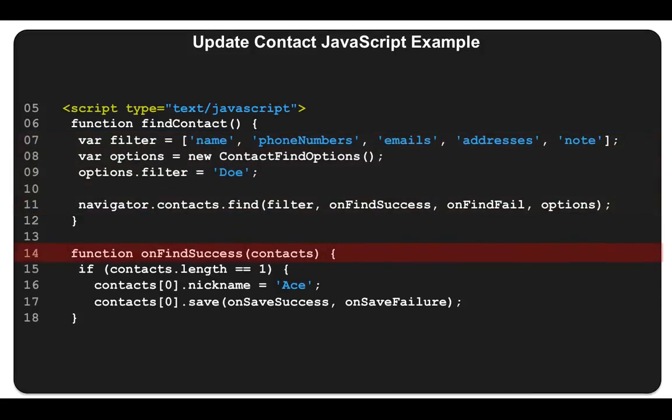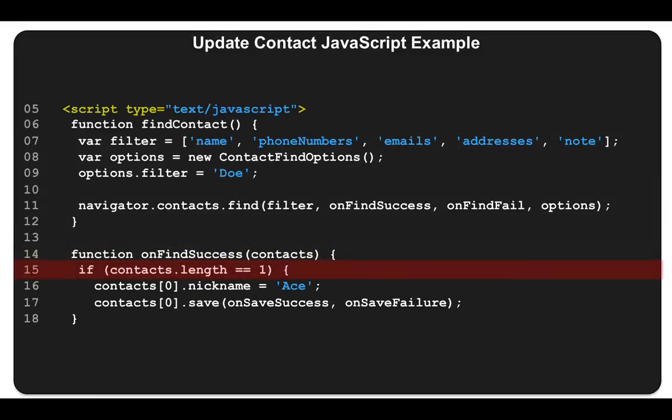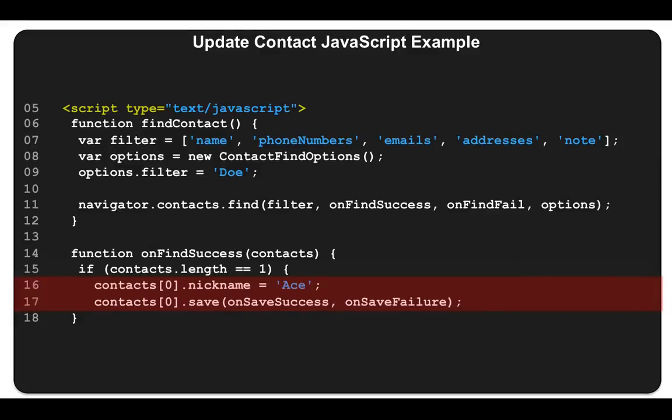Once we've done that, in the onFindSuccess function that we passed in on line 11, we can then do things like, well, if we found one contact and only one contact, we can then update that contact on line 16. So in this case, we're changing the nickname to Ace. And on line 17, we're then saving the changes. Okay, so we're really using two calls, one to the find method of navigator contacts find, and then a separate call to contacts.save in the context of a single contacts. We're just basically updating that single record or array element and then calling the save method to persist the changes back to the address book.